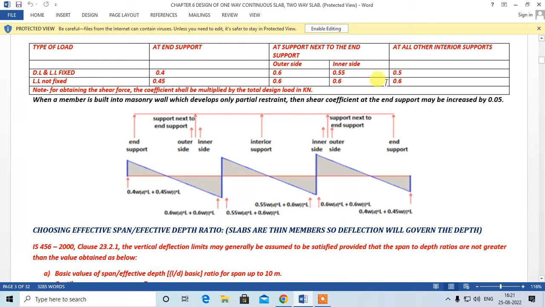For interior support, you will have one reaction over here for this span, one reaction over here for this span. Okay, that will be 0.5 into dead load into span plus 0.6 into live load into span, right. So this is how we find the shear force.